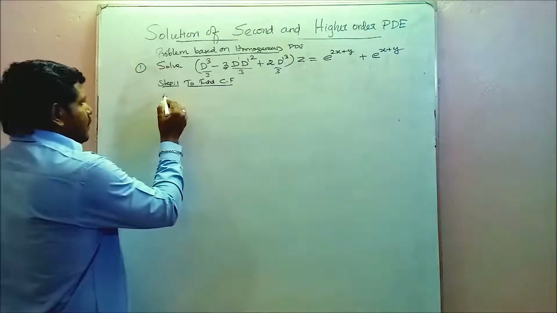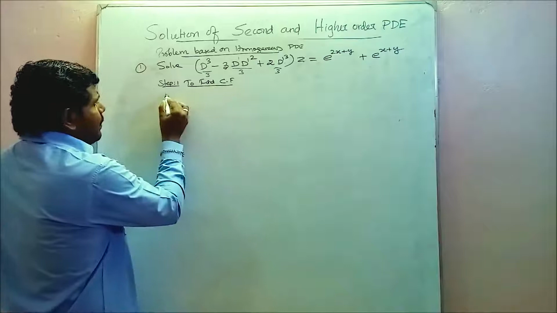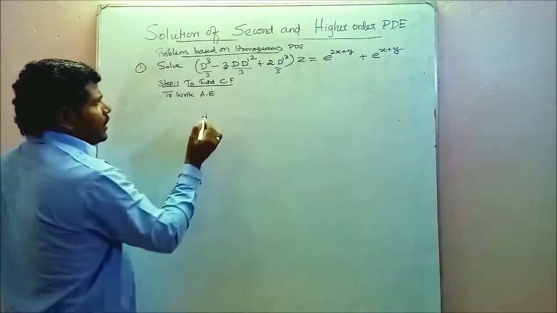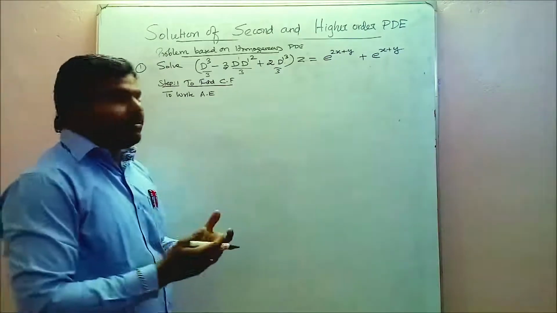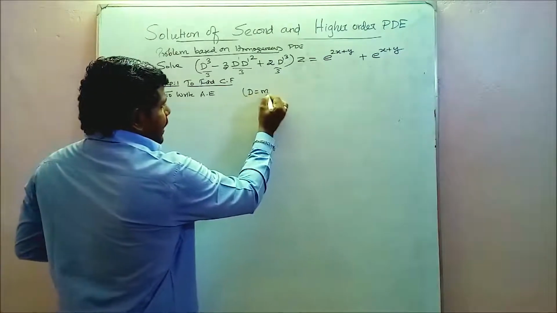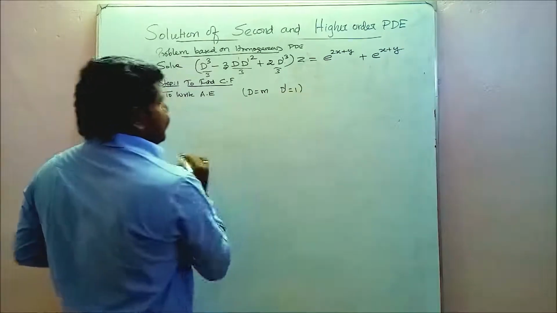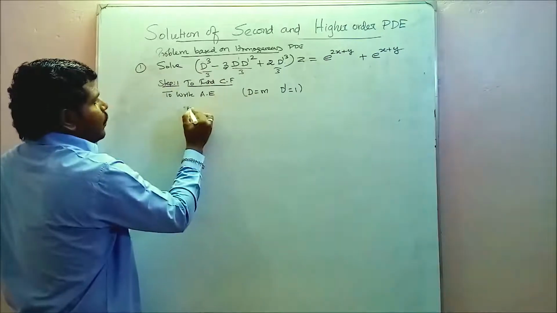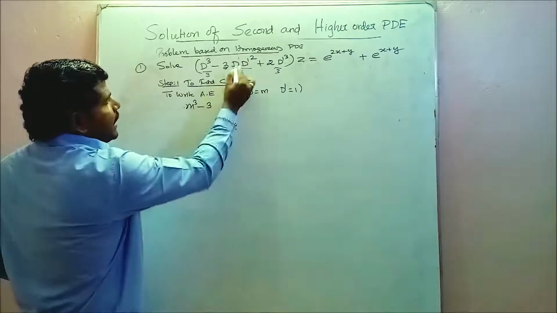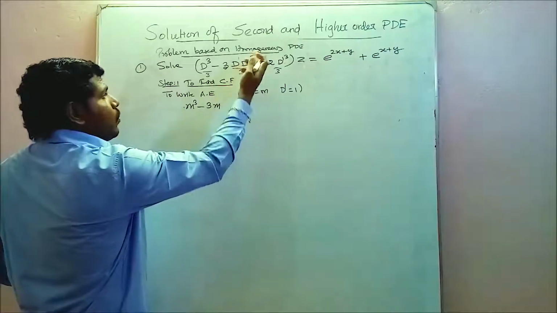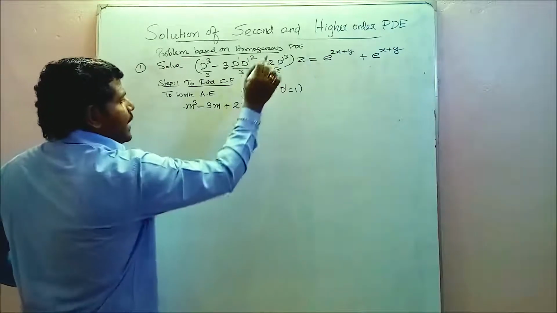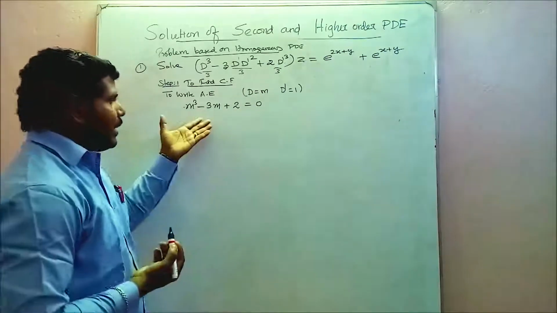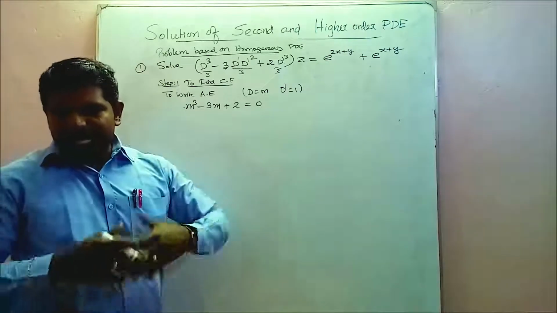So here, first, for finding the complementary function, we write the auxiliary equation. What about the auxiliary equation? As I have said, if you substitute m in the place of D and 1 in the place of D dash, you will get the auxiliary equation. Substitute: D cube gives m cube, minus 3 m square into 1, plus 2 into 1 cube, equal to 0. So this is the auxiliary equation. Next we have to solve this auxiliary equation.